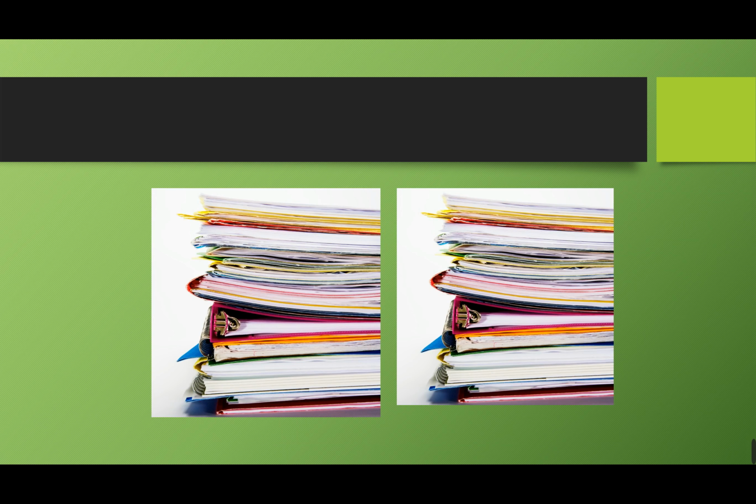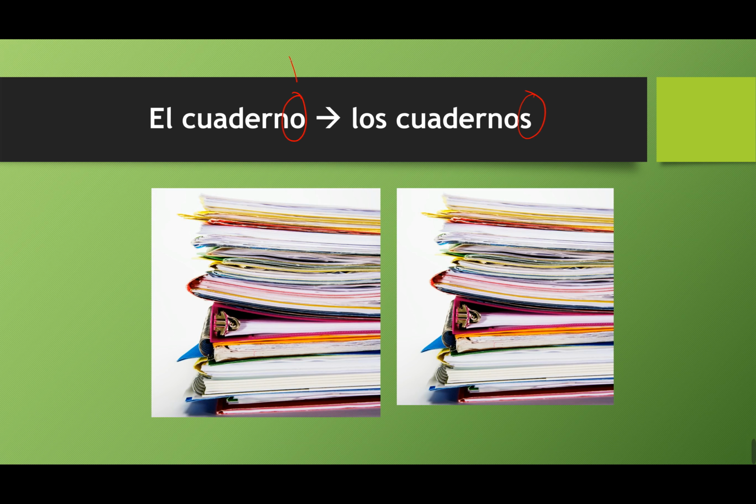Here we have a lot of cuadernos, right? El cuaderno becomes los cuadernos. So we already learned some of the pluralizing rules, right? If it ends in a vowel, we just add an s. El changes to los. So el cuaderno becomes los cuadernos.